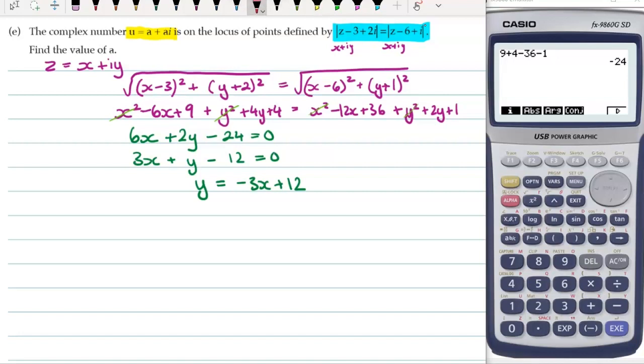So if it matches this line, then the x and y coordinates go in as being this a and a from the complex number. So the y coordinate, being the imaginary part, is the a, and the x coordinate is the real part. It's that a there. So a equals minus 3a plus 12. So then we've got 4a equals 12. So a equals 3.